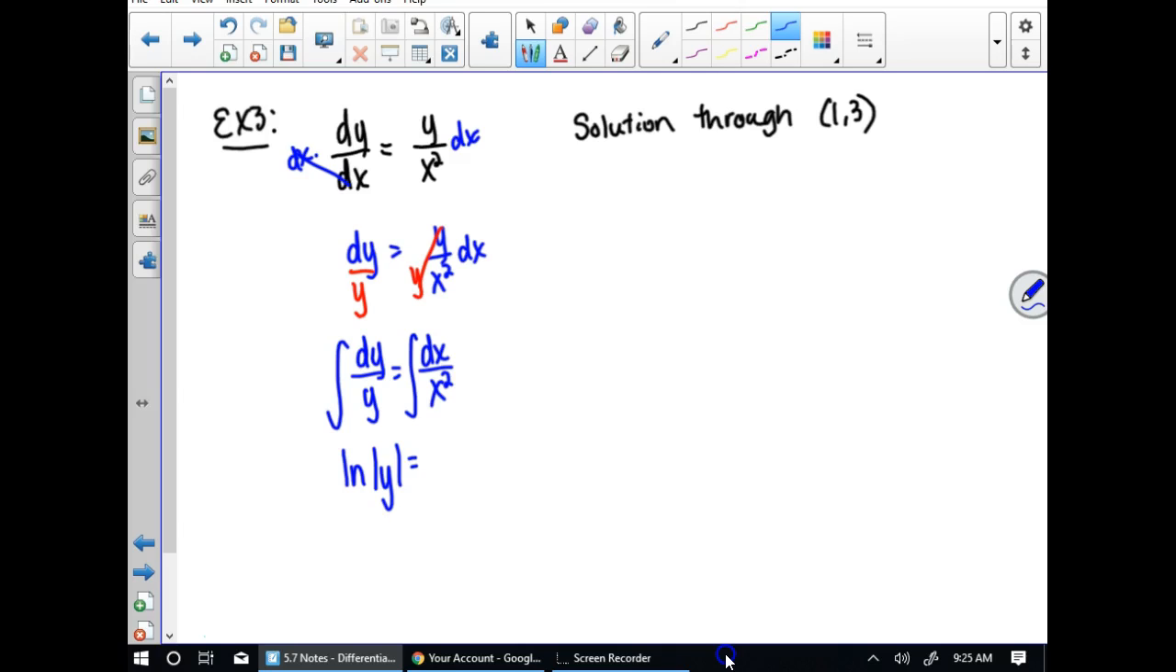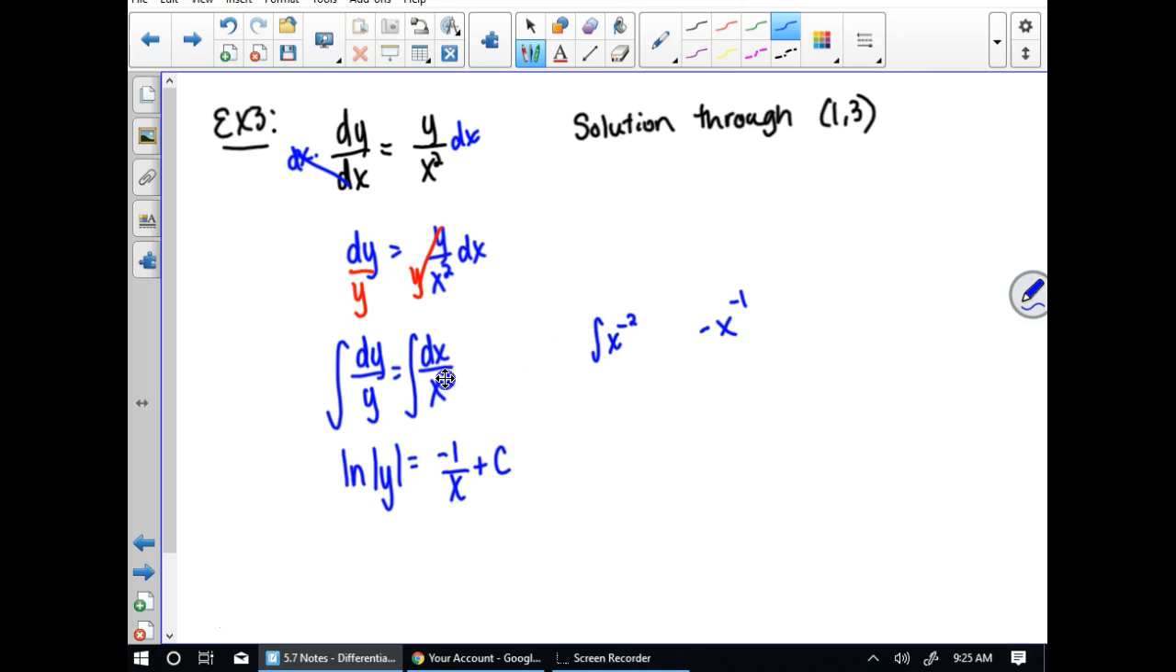Okay, negative 1 over x plus c. And we get that because we're really integrating x to the negative 2, which is negative x to the negative 1, which is, it's best to go ahead and make that negative 1 over x.